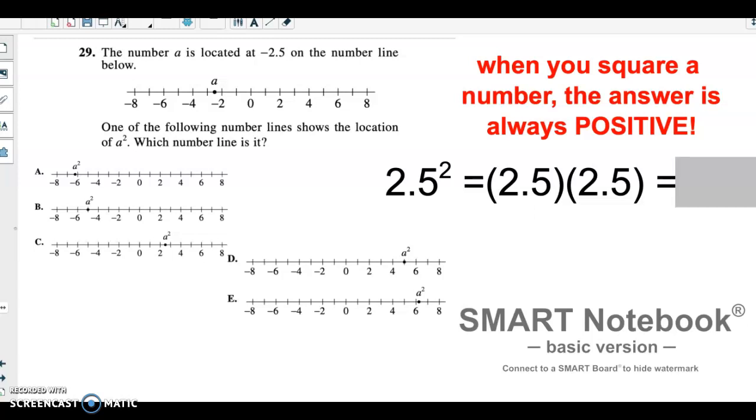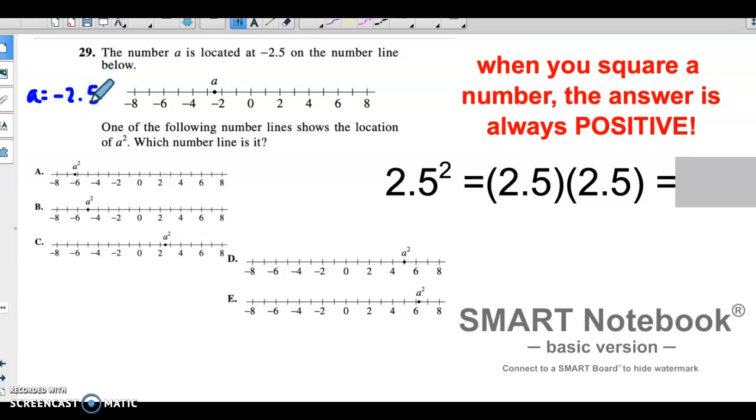All right, problem 29 here says the number a is located at negative 2.5 on the number line below. So just from reading that part, we know that a is equal to negative 2.5. So I'm going to write that down. A equals negative 2.5.